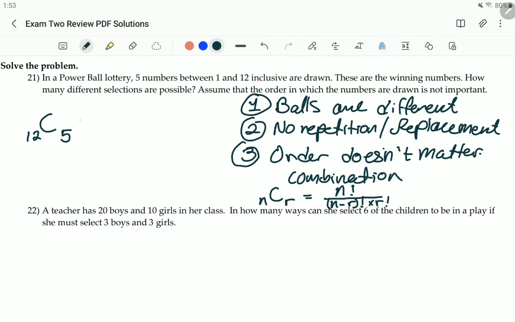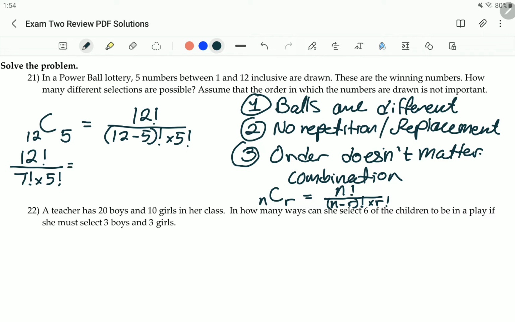So when it comes to this question, the combination of 12 choose 5 is 12 factorial divided by the quantity of 12 minus 5 factorial times 5 factorial. So 12 factorial divided by 7 factorial times 5 factorial. We're going to expand the numerator until we reach the largest factorial in our denominator. So that's 12 times 11 times 10 times 9 times 8. Stop at 7 factorial.